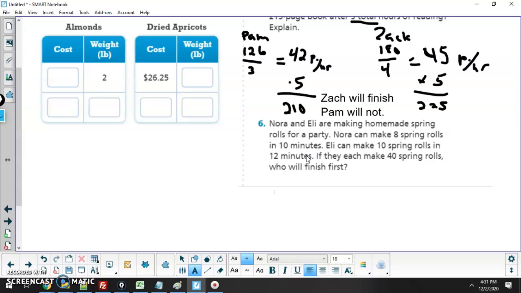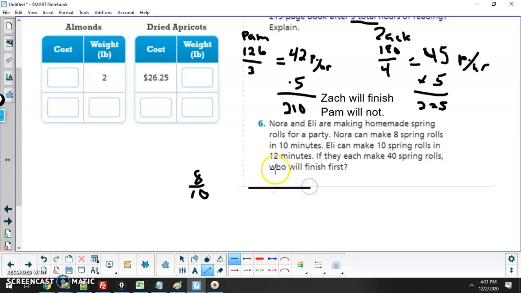Well, once again, you could figure out the unit rate. Now, if you figure out the unit rate here, it's going to be a fraction or a decimal, because it's 8 divided by 10 for Nora. So you don't always have to figure out the unit rate. If it's easier to scale it without making it a unit rate, you might be better off doing that.